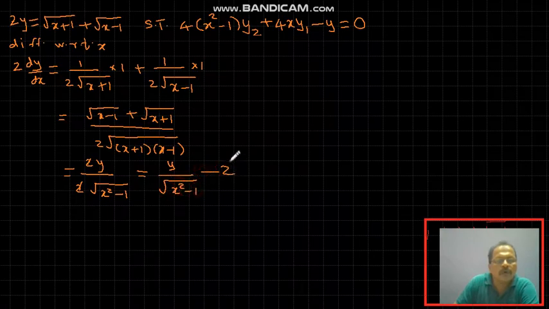I am going to call this as number 2. The initial given thing is number 1. And this left hand side is 2 times dy by dx. Don't forget this too.